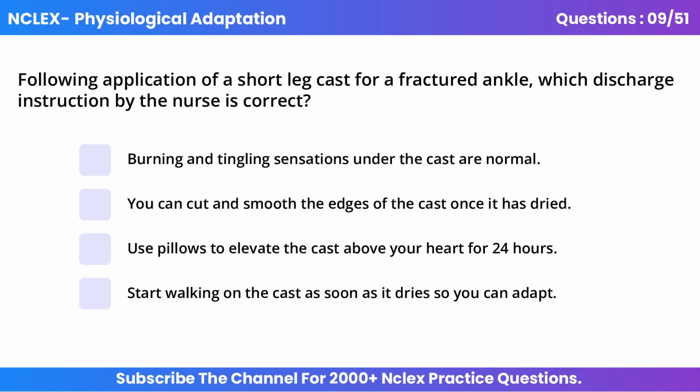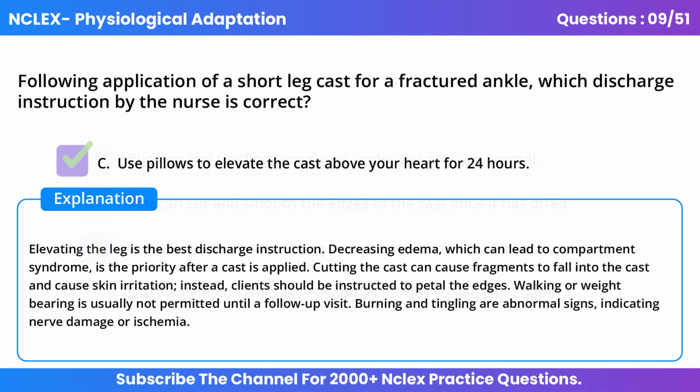Question 9. Following application of a short leg cast for a fractured ankle, which discharge instruction by the nurse is correct? C. Use pillows to elevate the cast above your heart for 24 hours. Elevating the leg is the best discharge instruction. Decreasing edema, which can lead to compartment syndrome, is the priority after a cast is applied.